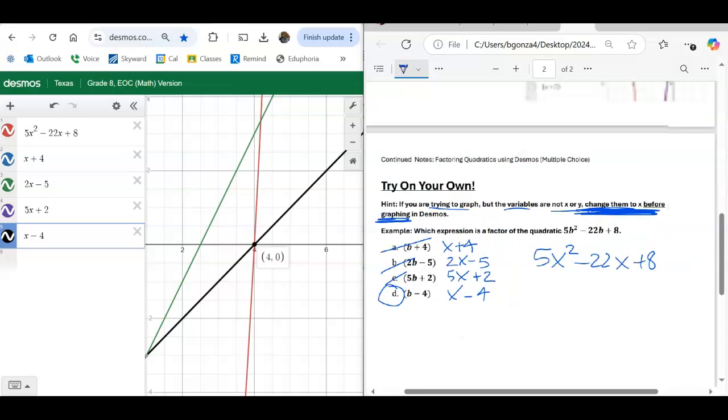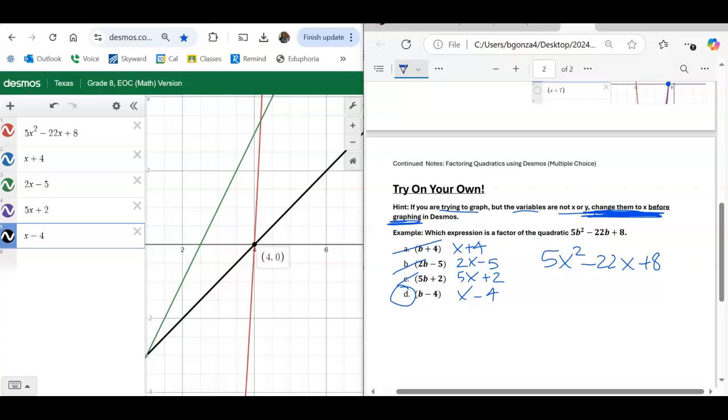Does that make sense? This is a calculator strategy to test whether a factor is correct. It must cross at the x-intercept, right? So when you see the word factor, factor is going to be at the x-intercept. So can you do some of these examples on your own?